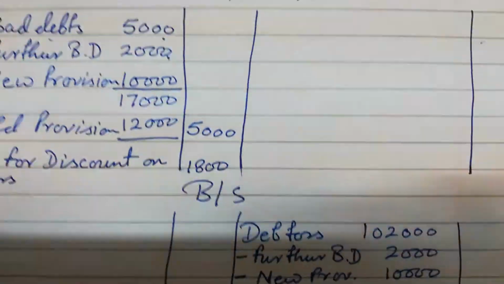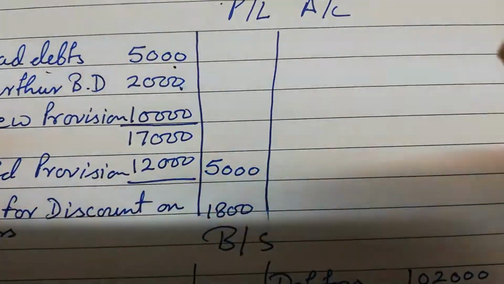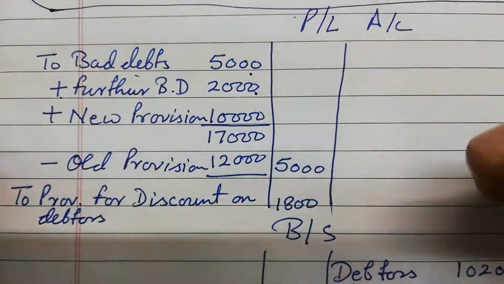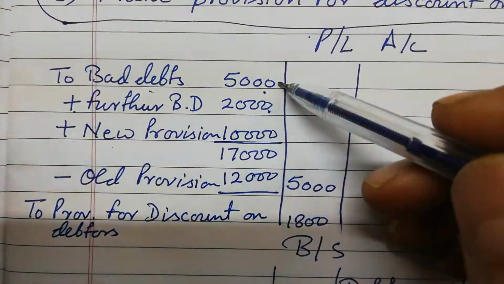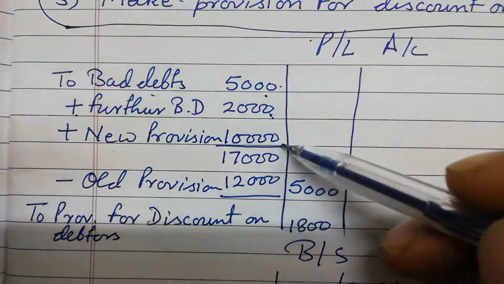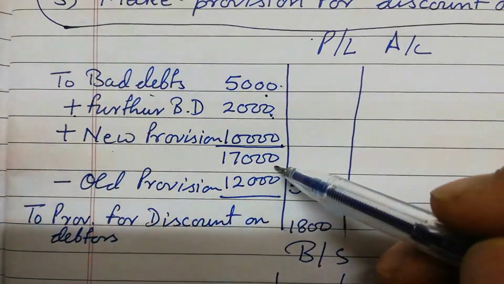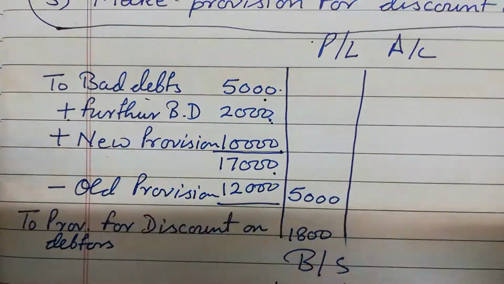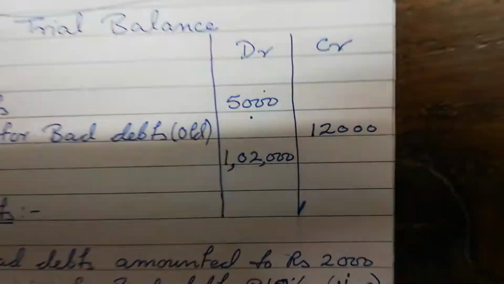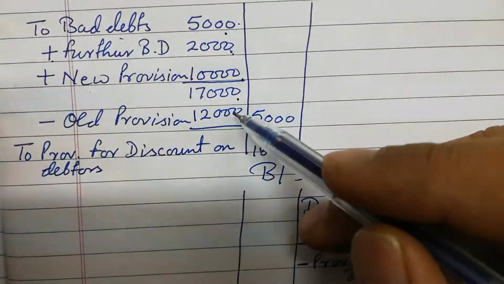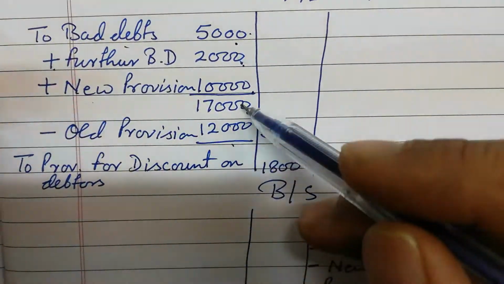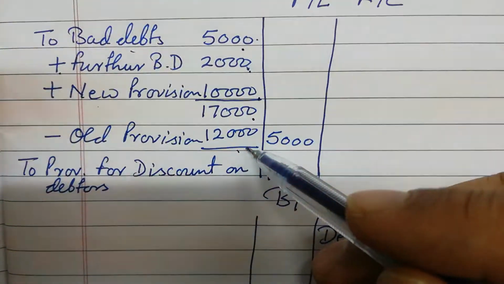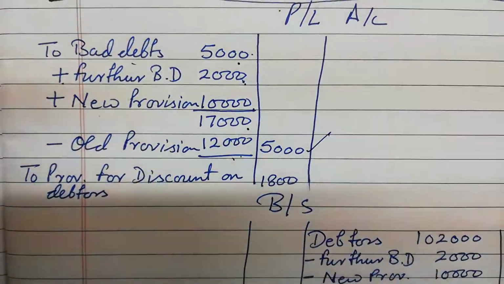Then in the question, I am going to send a photo of this also. You can see new provision 10,000. Total loss, bad debts plus further bad debts plus new provision, is 17,000. Then old provision in the question is given 12,000. So we will subtract. Total loss of the current year is 17,000. We have made the provision 12,000. It will be subtracted from 17,000 and we will get 5,000.